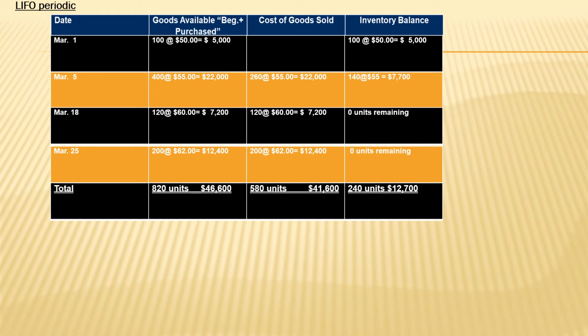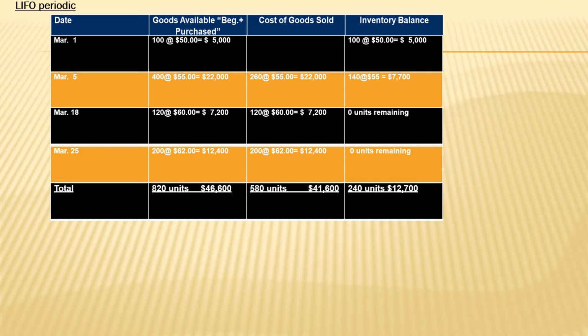So it will be 580 units sold, so I will move from down to up as I said. So I take the 200, then I take the 120, now it's 320, so there are 260 remaining to complete the 580 units sold. So I will take the 260 from the 400 here, so the remaining units here will be 140. If we make 400 minus 260, it will be 140 units at a cost of 55, and the 100 is as it is remaining.